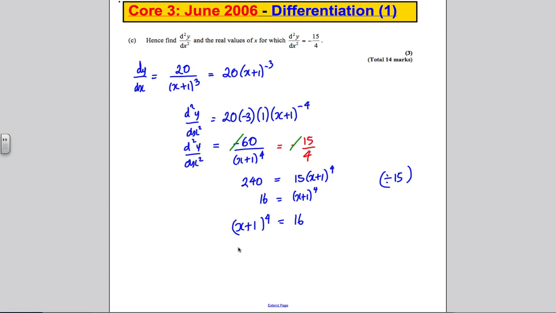If I take the fourth roots of this, x plus 1 is either equal to 2, or x plus 1 could be negative 2, because 2 times 2 times 2 times 2 is 16, and negative 2 times negative 2 times negative 2 times negative 2 is 16. Don't forget this answer here. Many students will forget that one. So therefore, subtracting 1 off both sides, x is equal to 1 and x is equal to negative 3. They are the real values of x for which this is true.